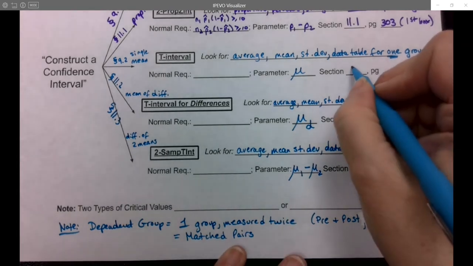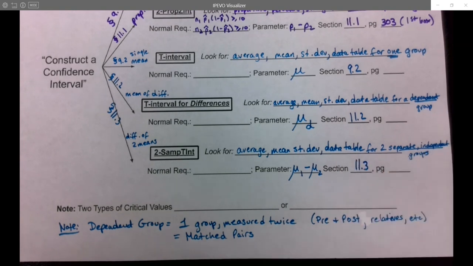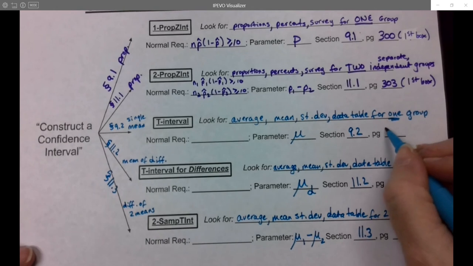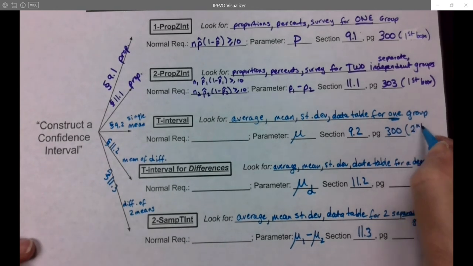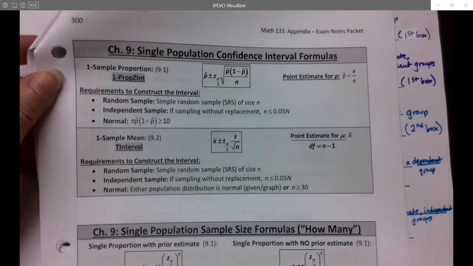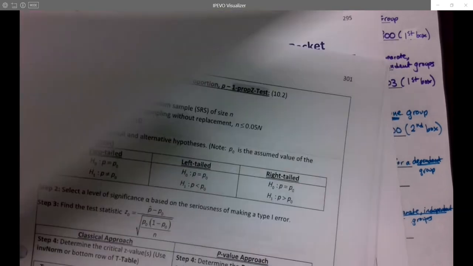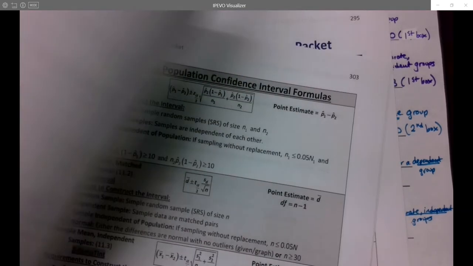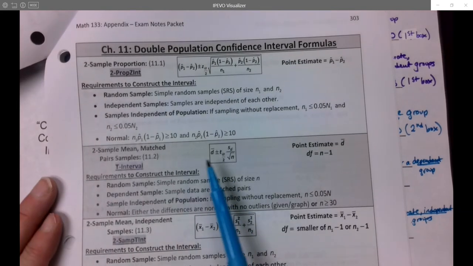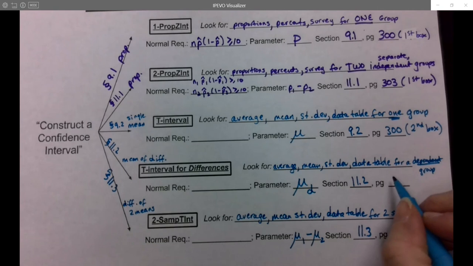So this is section 9.2. This was section 11.2. This was section 11.3. So this particular one's on page 300. It's the second box on page 300. So if I grab my gold packet really quickly, although mine's not gold, but you can see page 300. There, it's that one, 9.2. And the other ones are on page 303, right there. So T interval for the differences, for the matched pairs, and then 2 samp T int right here. Okay, so this one's page 303.